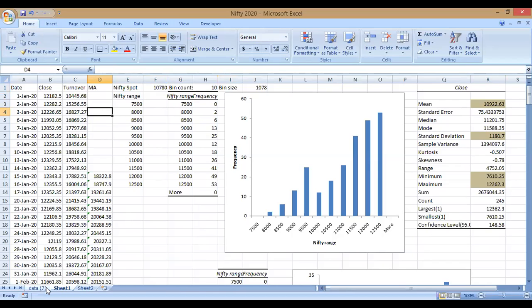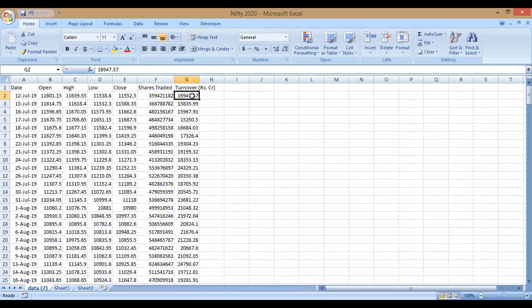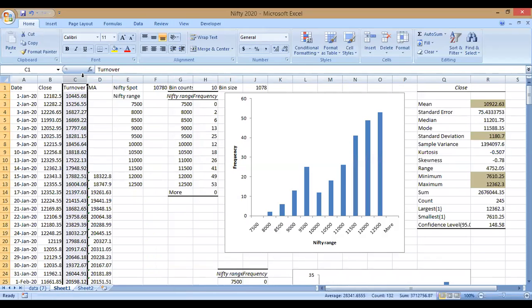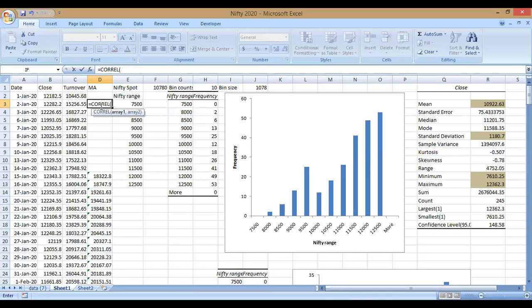Another thing we can analyze from this Excel sheet is the turnover, and we can copy this turnover. I've already copied this full column to this C column. Then I tried to see the correlation between the close value and the turnover value. What I found was a negative correlation between turnover and close. So when turnover increases, the Nifty will go down. Whenever turnover increases, Nifty will go down. That is the significance of this correlation.